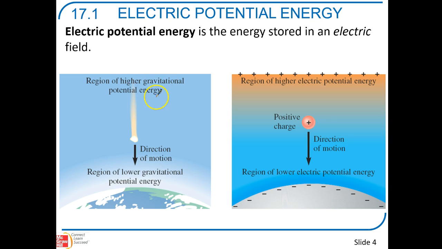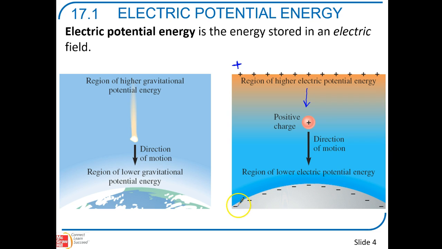For gravity, we know that anything that's really high up in the air has a high gravitational potential energy, and as it falls, that energy is converted into kinetic energy, so the potential energy gets lower and lower and lower. High electric potential energy, you'll notice, is signified by a positive charge, and that positive region has a higher electric potential energy. It's because if I take a positive charge and put it here, it would be pushed in this direction toward the region of lower electric potential energy.